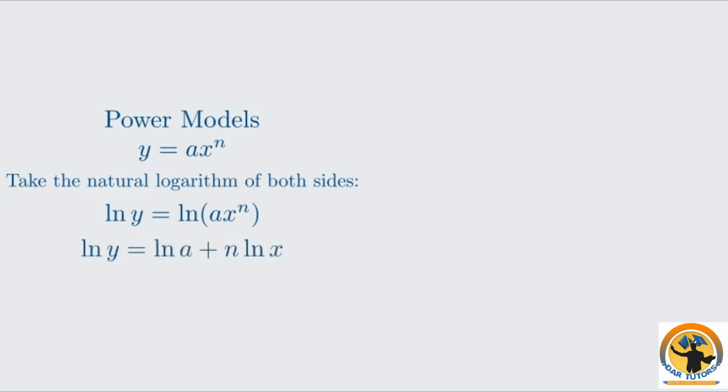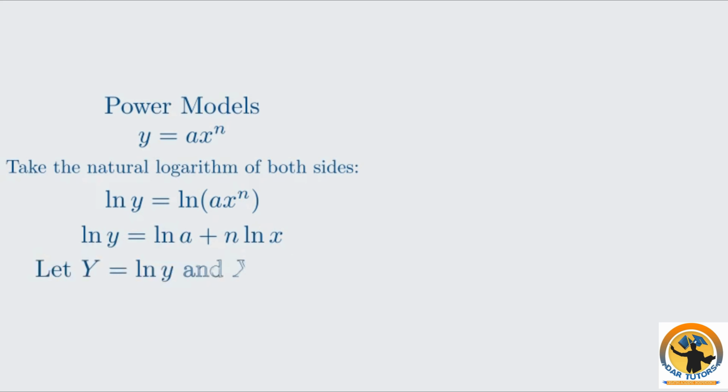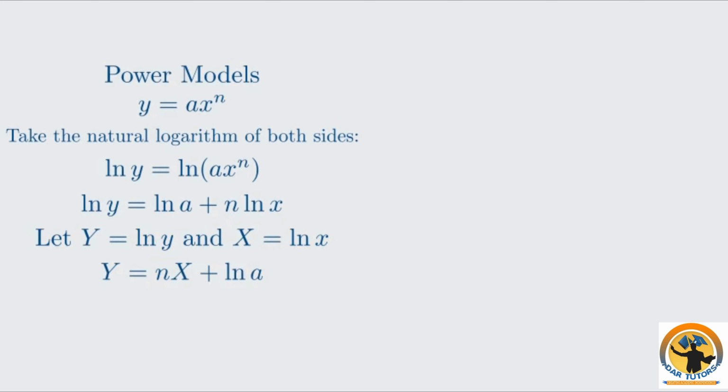We have the natural logarithm of y on one side and the natural logarithm of x on the other. If we let capital Y equal ln y and capital X equal ln x, the equation becomes capital Y equals n times capital X plus the natural log of a. This is a linear equation.